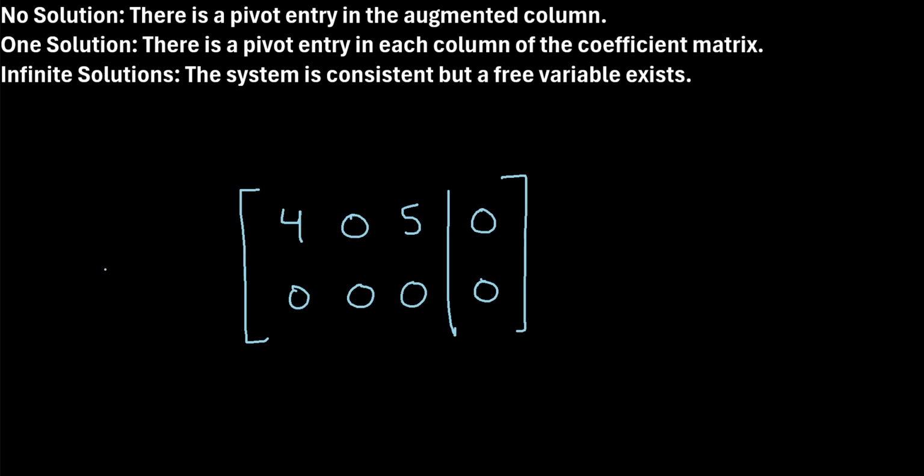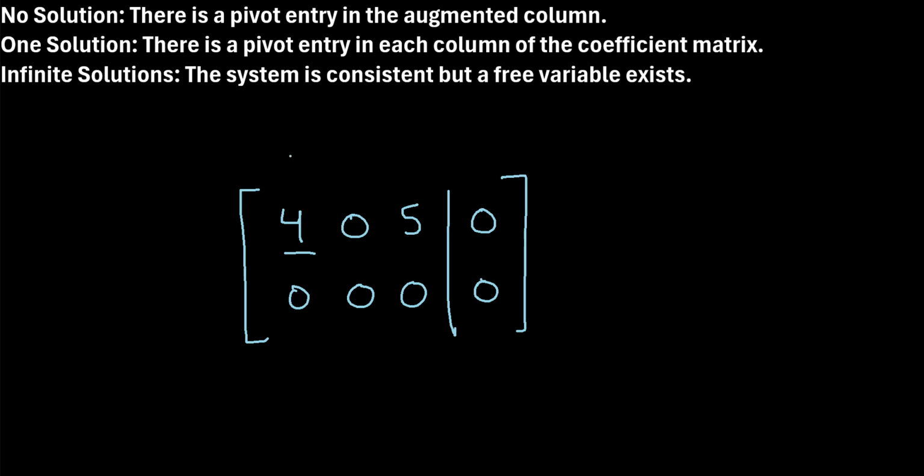All right, let's try one last example. Let's say we have this matrix. How many solutions are there to this system of equations? Well, let's first identify our pivot entries. In the first row, the pivot entry is this 4 right here. It's the first non-zero value in the row. In the second row, notice there are no pivot entries because every value is equal to 0.